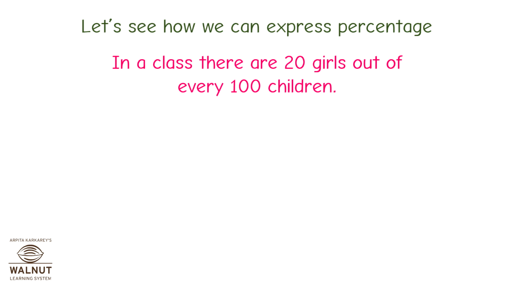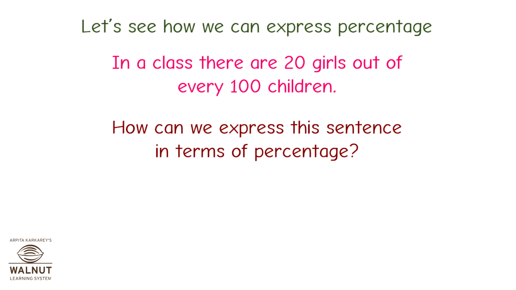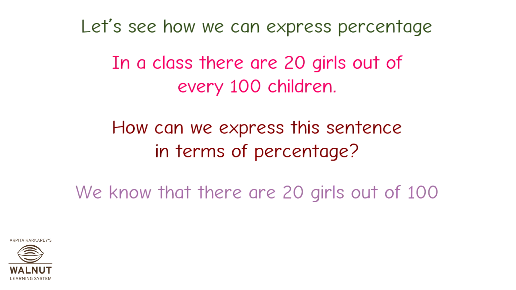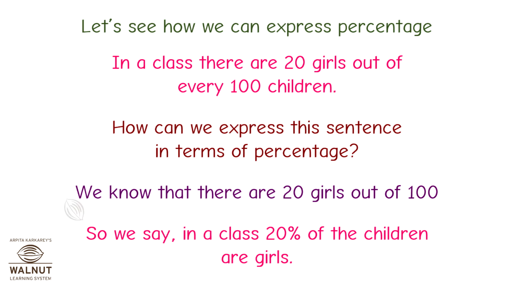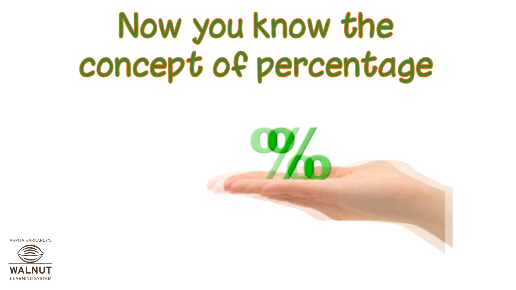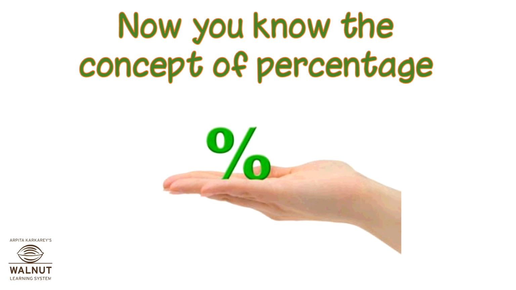In a class, there are 20 girls out of every 100 children. How can we express this sentence in terms of percentage? We know that there are 20 girls out of 100. So we say, in a class, 20% of the children are girls. Now you know the concept of percentage.